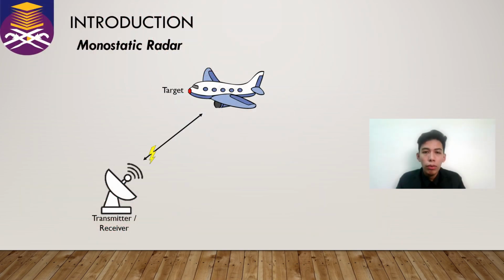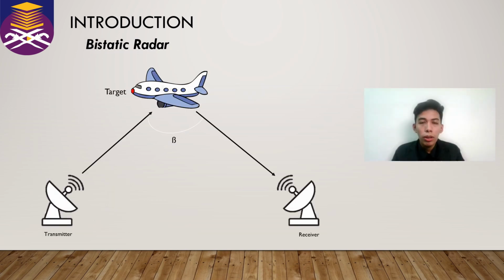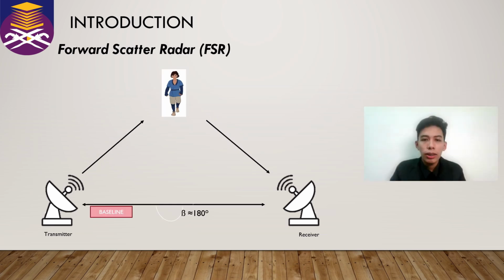First of all, for the introduction, radar consists of two types: monostatic and bistatic. For the monostatic radar, the transmitter and receiver are located at the same place, while for the bistatic radar, the transmitter and the receiver are located at different places. In bistatic radar, there is an application named forward scatter radar.